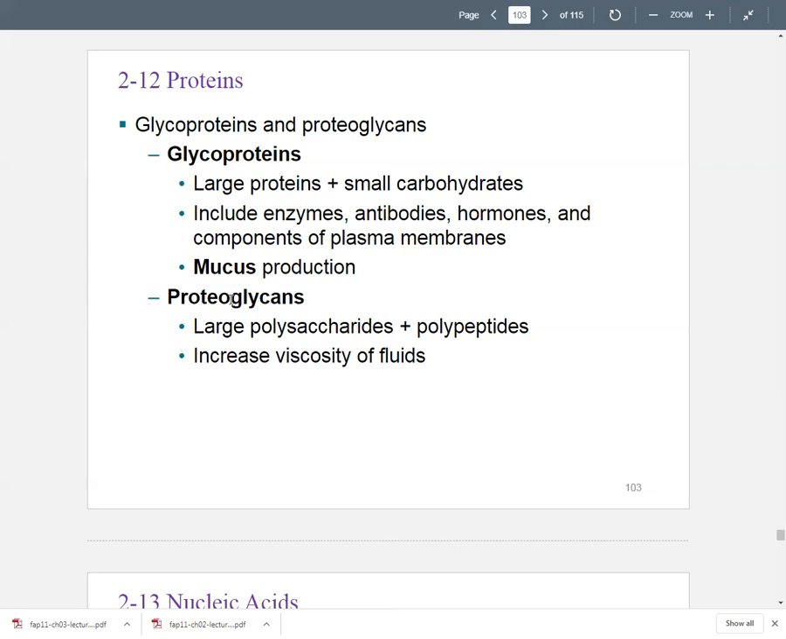You also have proteoglycan. In this case, glycan is the noun, proteo is the adjective. So this is a large polysaccharide with some polypeptide on it, or some protein on it. So their function is to increase fluid viscosity, which means our fluid thickness. So there are times when you want fluids in your body to be watery and times when you want them to be thicker. And proteoglycans are involved in that.